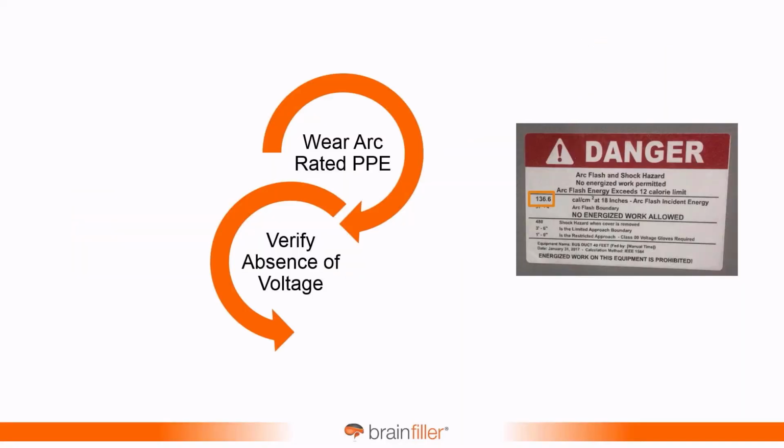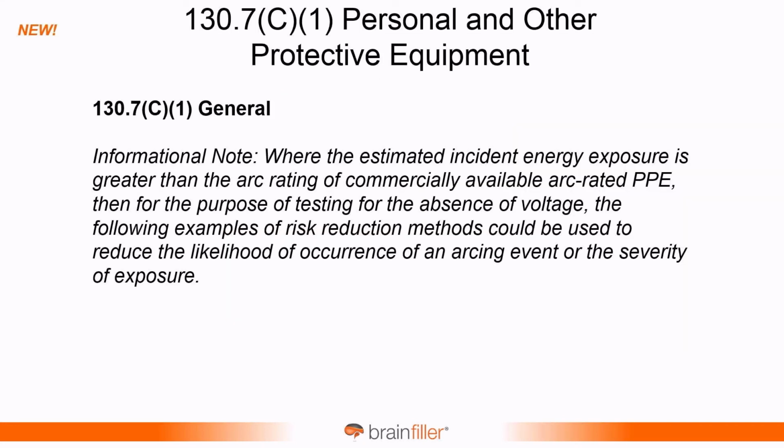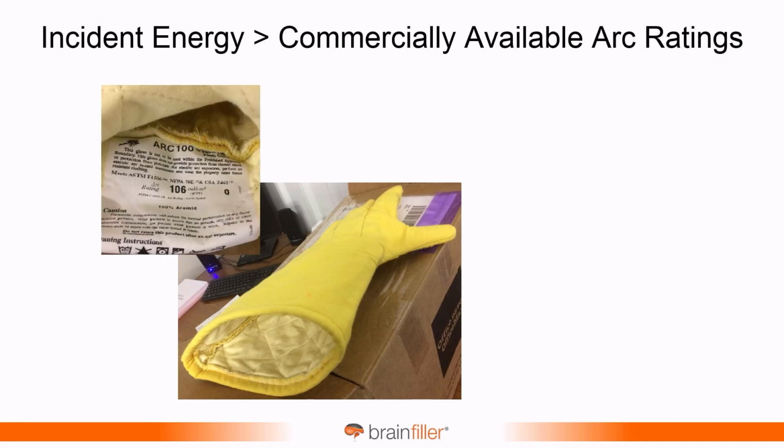And so there is new language within NFPA 70E to address this particular problem. It's the case where you have to wear arc-rated PPE to verify the absence of voltage, but the incident energy is quite high. So there is a new informational note that was added, and it states what we run into, where the estimated incident energy exposure is greater than the arc rating of commercially available arc-rated PPE. Then for the purpose of testing for the absence of voltage, the following examples of risk reduction methods can be used.